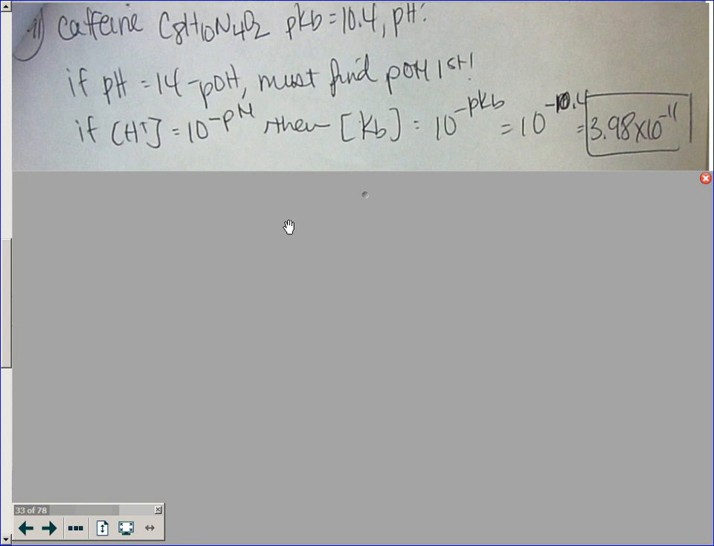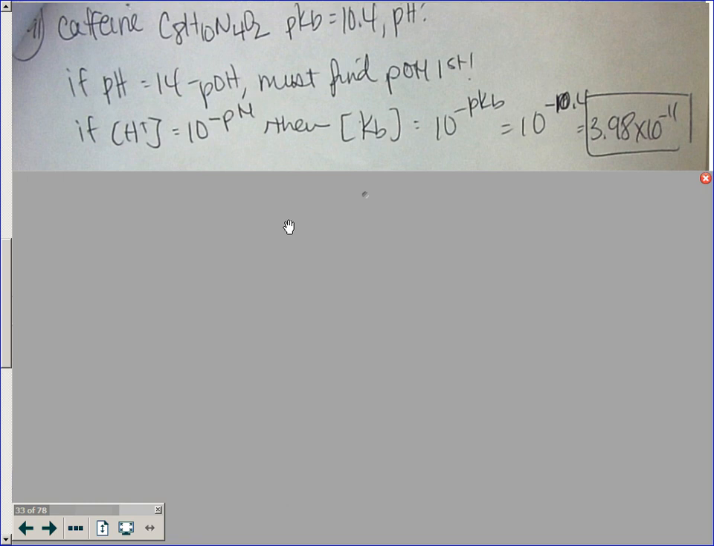relationship to go between the two is just log, and then the opposite of log is 10 to the power. So if you have pH, you can get to H plus by using 10 to the negative pH. Same thing applies for Kb. If you have pKb, you can do 10 to the negative pKb to get just what Kb is. So 10 to the negative 10.4, you get the Kb value to be 3.98 times 10 to the negative 11.